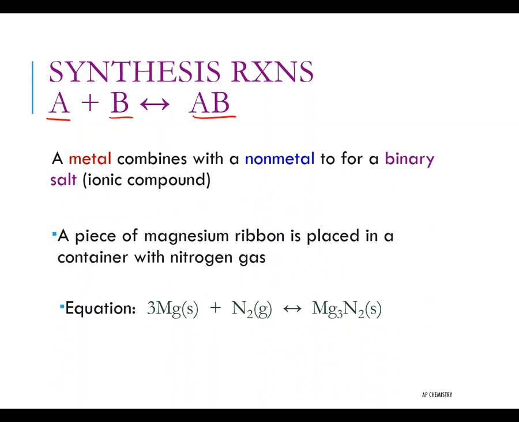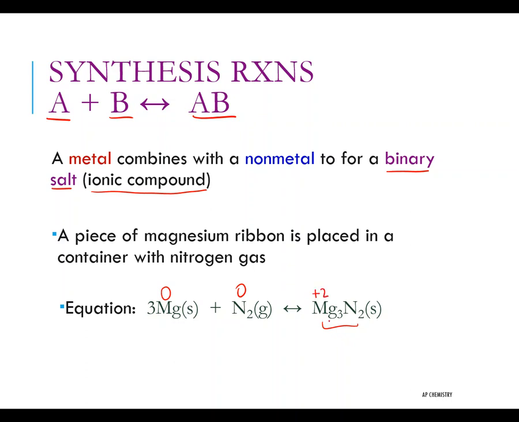So this is the generalized one that you learned last year in Chem 1. You have a metal combining with a non-metal to form a binary salt or ionic compound. And we can represent this from a redox perspective too, like we have solid magnesium, that's a zero charge, combining with nitrogen gas. It's also a zero charge because they're both elemental, and they form this binary ionic compound that happens to be a salt or an ionic compound.